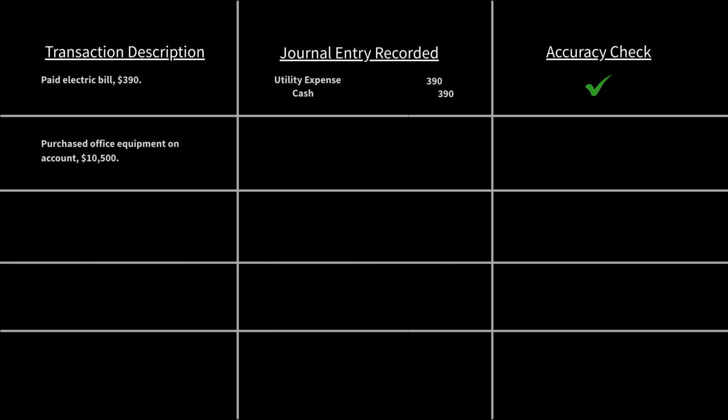Purchased office equipment on account, $10,500. Debit office equipment for $10,500. Credit cash for $10,050. At this point, pause the video, determine whether the entry was right or wrong, and if it's wrong, jot down your journal entry and then resume the video.